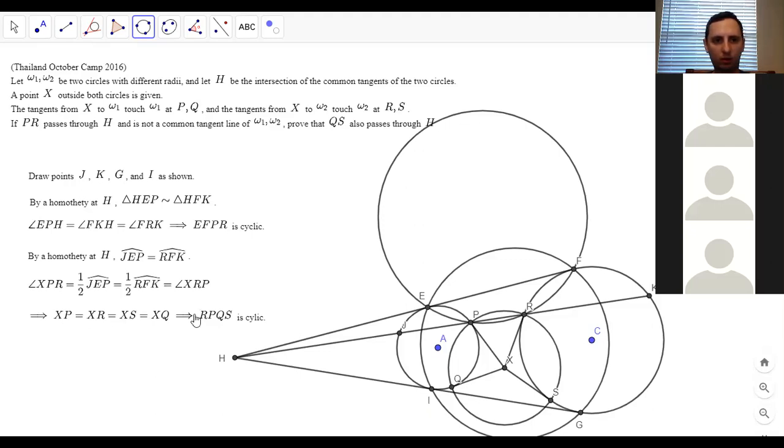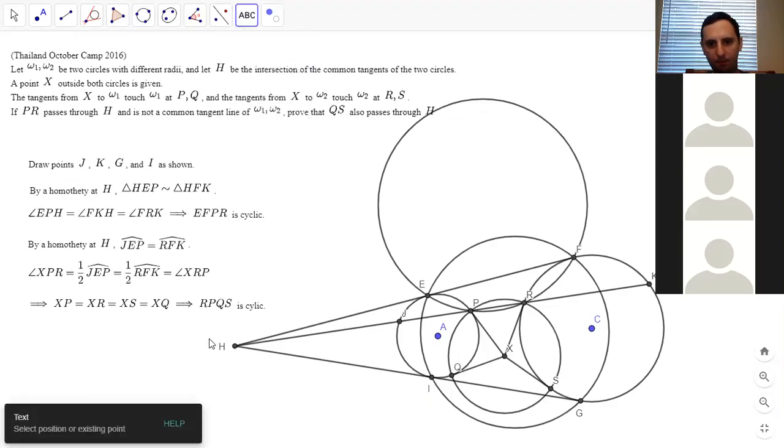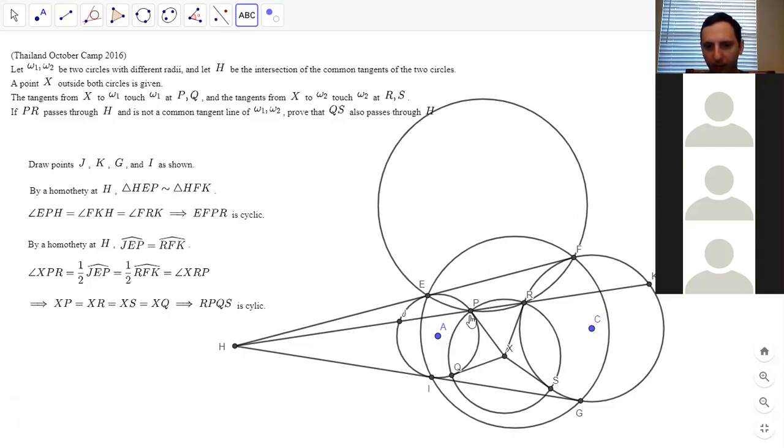Okay. So angle EQS will be equal to angle EQP plus angle PQS, right? Yeah, and PQS will be equal to SRK, right? And SRK is SFK. I don't know if that helps.